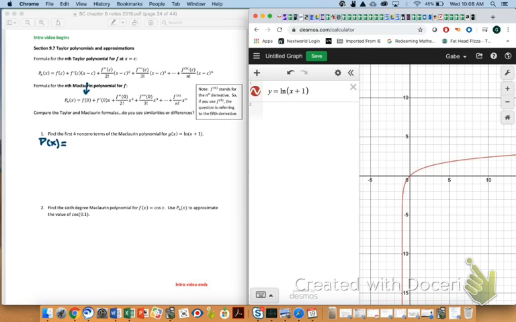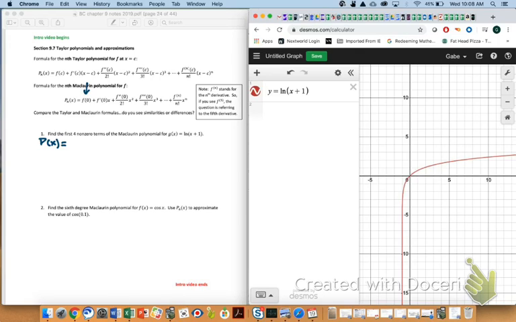So when I see f of 0, aren't I essentially matching my polynomial with the y value of my curve? I'm making sure that the y value at 0 matches. So let's talk about this. All I got to do is plug in a 0, right? So you said it, ln of 1, which is?